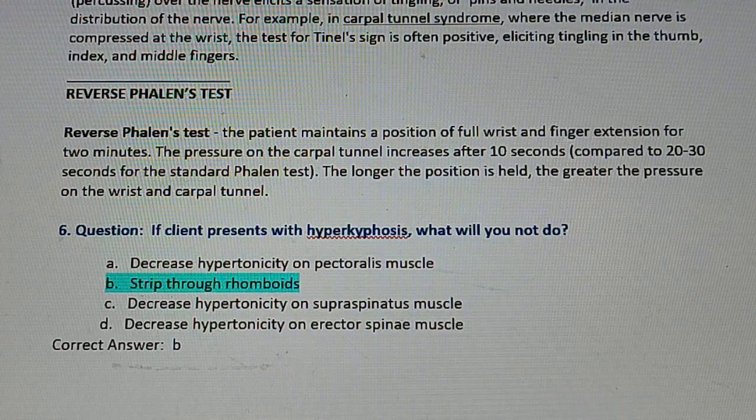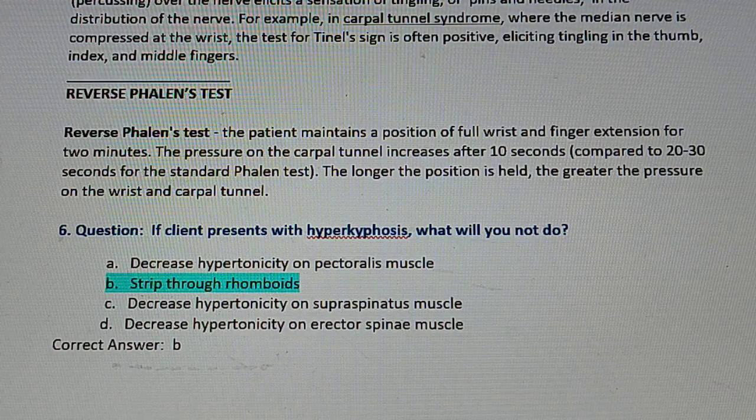So the answer to this question, what will you not do when your client presents with hyperkyphosis? Hyperkyphosis is a condition or a problem where the mid back is protracted or curved outward, toward the back. The rib cage is abnormal, so there's a curve. Okay, so the answer to this is B.